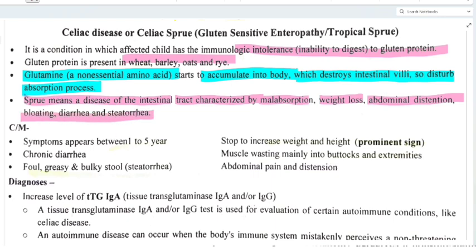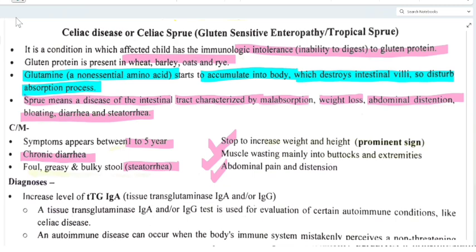Now coming to clinical manifestations. Symptoms appear between 1 to 5 years of age. Then chronic diarrhea will be present, foul, greasy and bulky stool, that is called steatorrhea. Failure to increase weight and height is a prominent sign. Then muscle wasting will be seen mainly in the buttocks and extremities. Then abdominal pain and distension. So all three will be seen in the baby who has celiac disease.